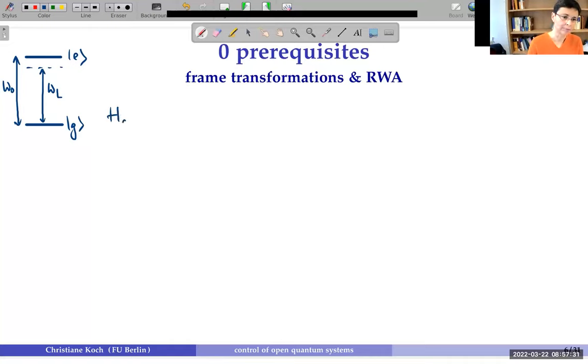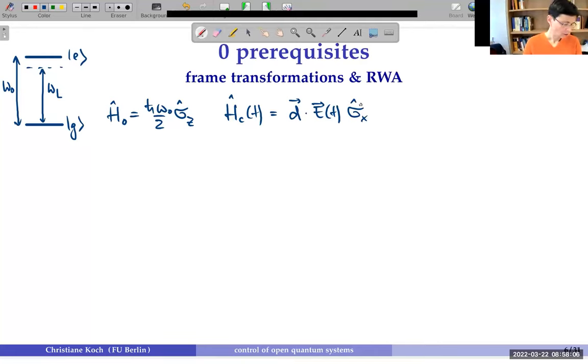Now our Hamiltonian, I'll write it once more. So we have the splitting with sigma z, and then the interaction or the control with the external field. In case of an atom, that would be the dipole moment and the electric field of the laser. And let's make this not an operator, but write it directly in terms of sigma x. And what we have to look at is the time-dependent Schrödinger equation, where H is obtained by adding H0 and H control.